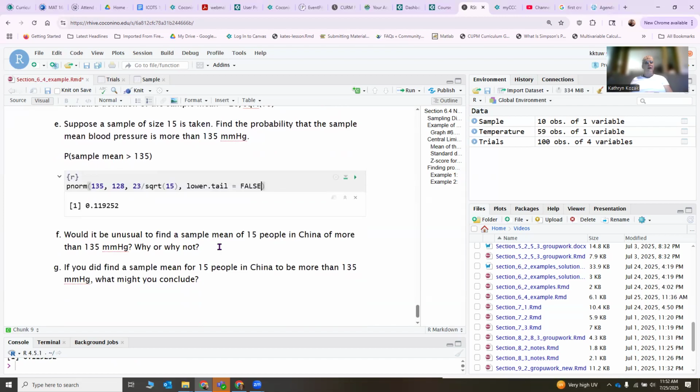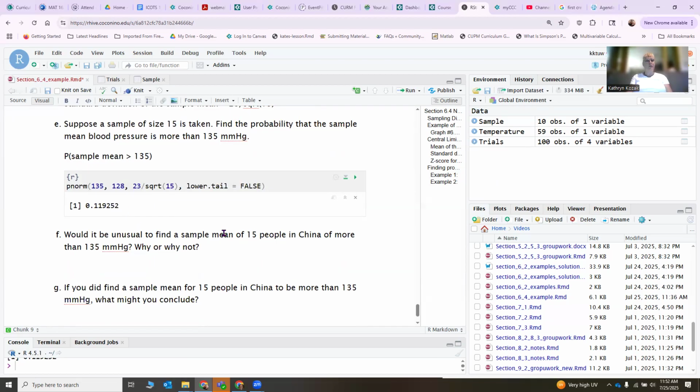Would it be unusual to find a sample mean of 15 people in China of more than 135? No, because this is not less than 5%, so not unusual. Since the probability of the sample mean being greater than 135 is greater than 5%, if you did find a sample mean of 15 people in China to be more than 135, what would you conclude? Nothing. It doesn't seem unusual.